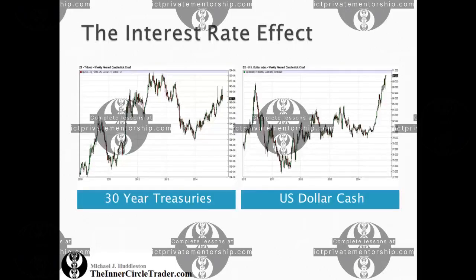Now, what is the interest rate effect? Well, it's simply an understanding of the interest rate market, such as we're going to focus on the 30-year treasuries. Now, the 30-year treasury is an instrument that is tradable in the futures market. We're not going to be talking about commodities so much in depth in this particular video, but we will relate to them as we go through the entire series as it deems necessary.